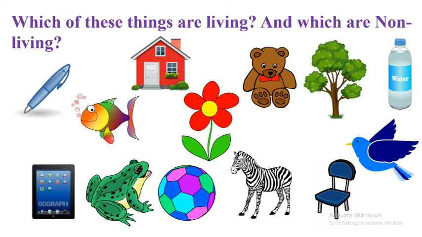A bird. Is a bird a living thing or not? Excellent. A bird is a living thing. A bird can fly, grow, and reproduce. That's why a bird is a living thing. Well done, students.